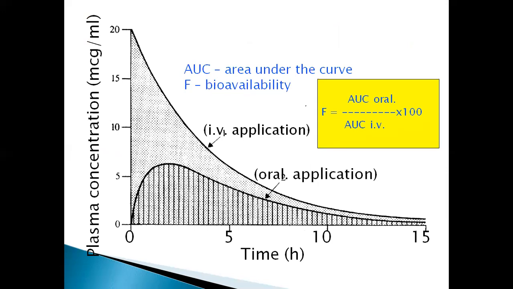So by plotting the plasma concentration time curve, we are able to know the maximum concentration achieved after absorption, that is Cmax. The time taken to achieve the Cmax is Tmax. The area under the curve gives an idea about the extent of absorption. The shape of the curve gives an idea about the rate of absorption.